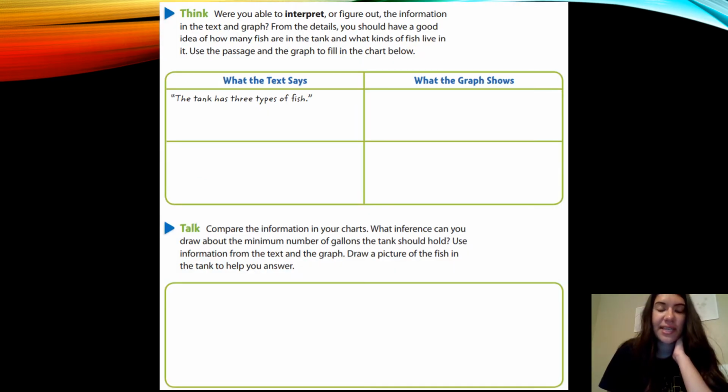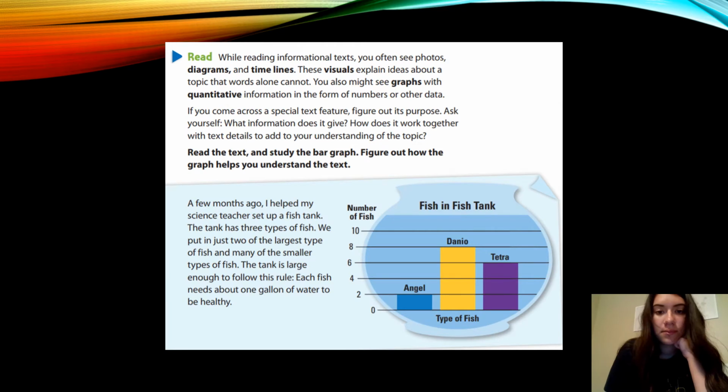One other thing the text says is that the largest fish has 2 of them in the tank. So now I want us to go back to the text and see if we can use the graph to figure out what the largest fish is. So you should be looking at the side of the chart that says number of fish. You're looking for which bar has 2. Now I noticed that angelfish has 2. So that means the biggest fish is the angelfish. Although it doesn't say that in the text, you can use the text and the chart to get that information.